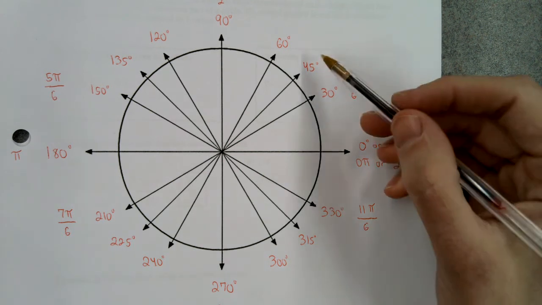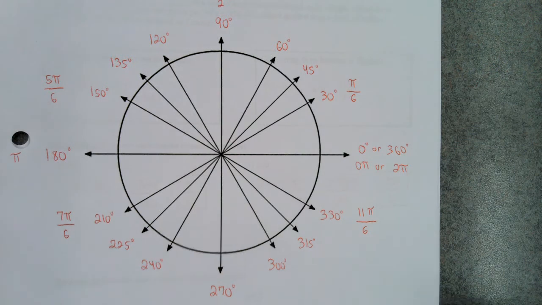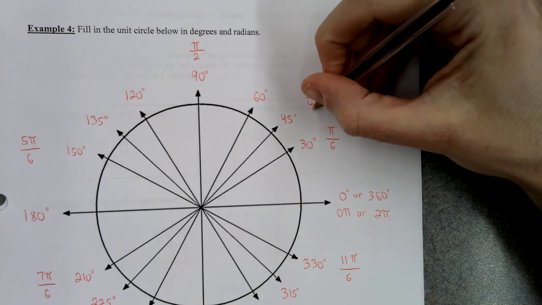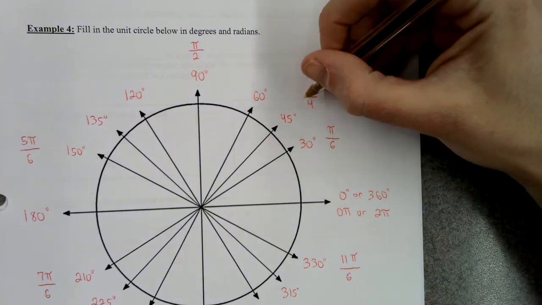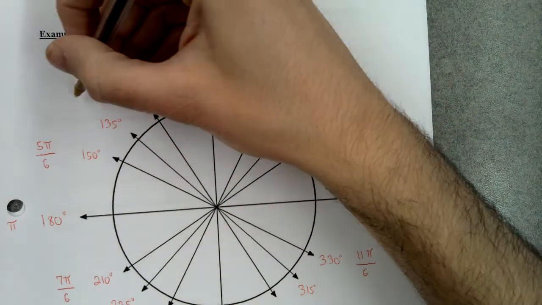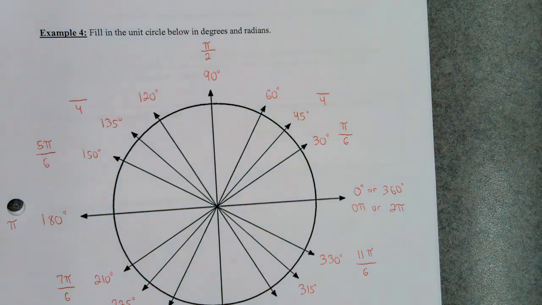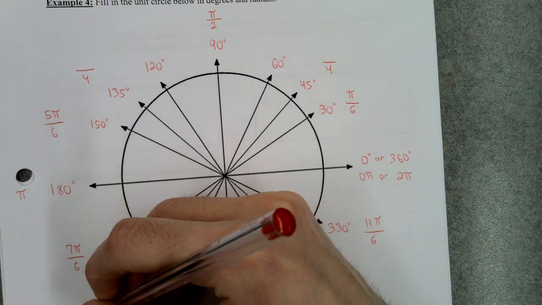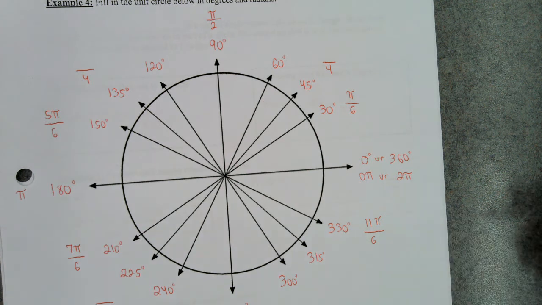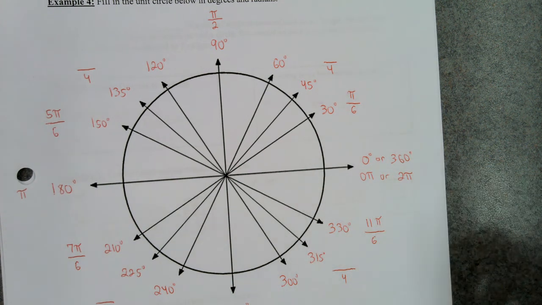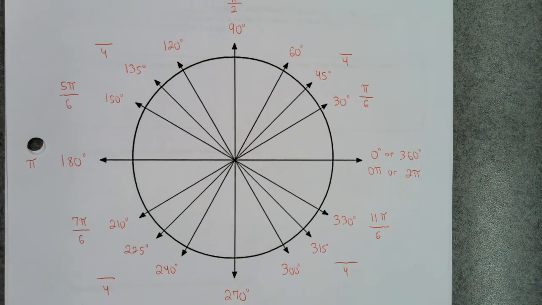Now let's work on the middle ones. Okay, so the middle one's always going to be over 4. So this is going to be 45 degrees, something over 4. 135 degrees is going to be something over 4. 225 is going to be something over 4. And 315 will be something over 4. And again, the trick is they cannot be simplified.